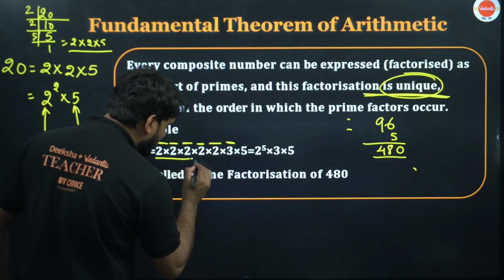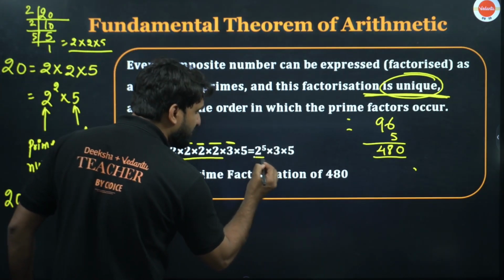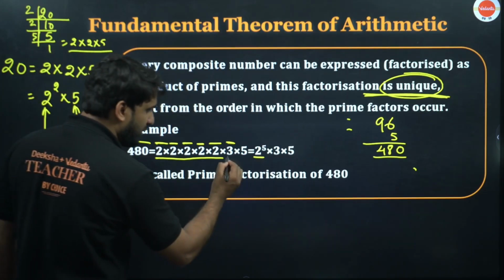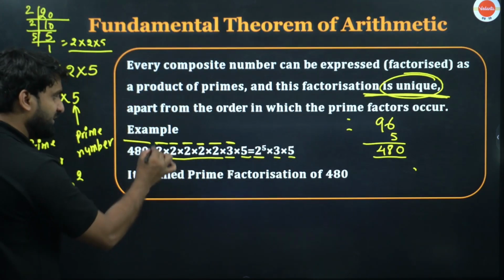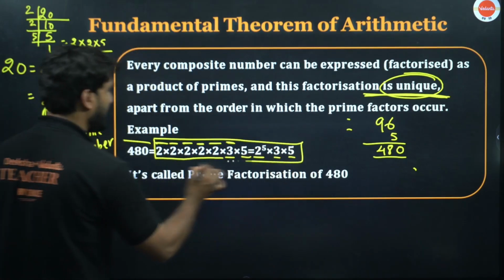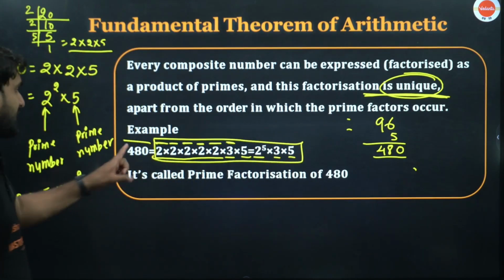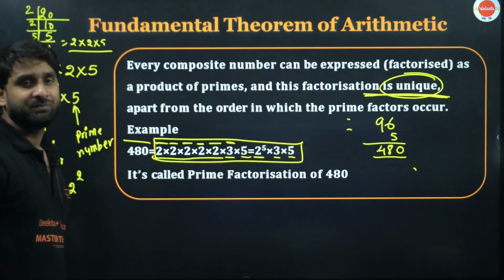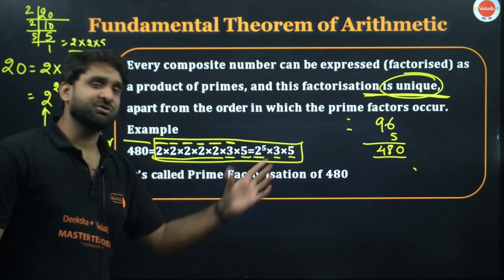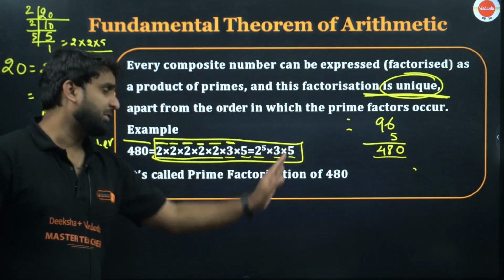So how many 2s? 1, 2, 3, 4, 5. So it can be written as 2 to the power 5. How many 3s? Only one 3. So this is 3, and only one 5. Can you see here? This is called the product of its primes, and this whole process is called the fundamental theorem of arithmetic. It's called the prime factorization of 480.